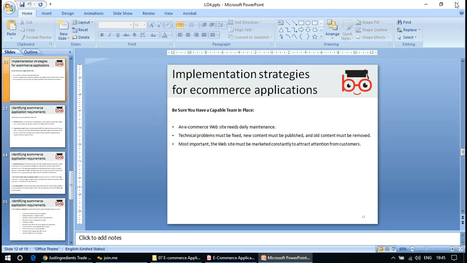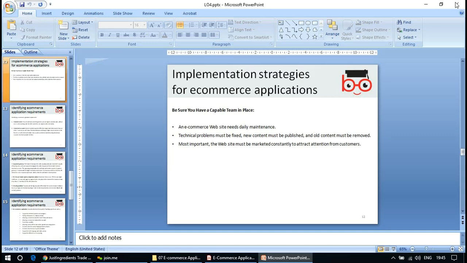Definitely. Be sure you have a capable team in place, and an e-com website needs daily maintenance. Technical problems must be fixed. New content must be published. Old content must be removed. Most important, the website must be marketed constantly to attract attention from customers.